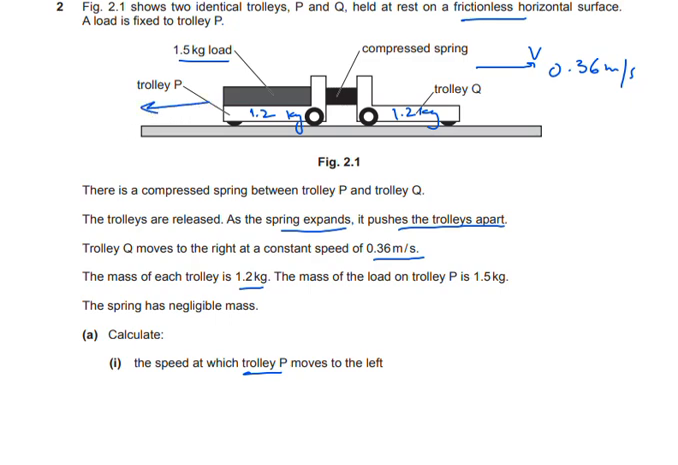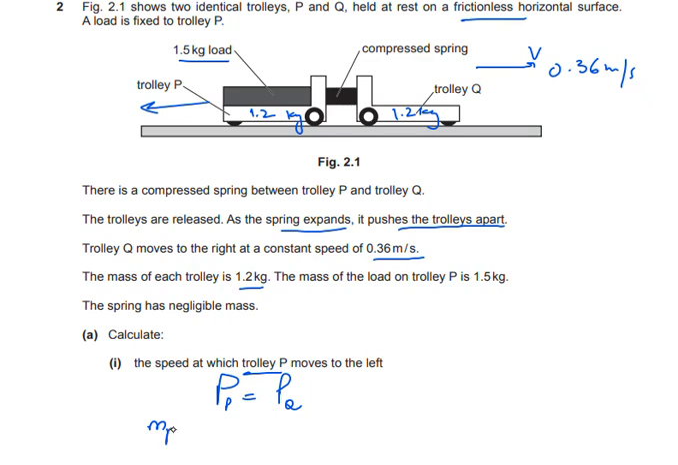Okay, that's a very simple question from the law of conservation of momentum. And we know that the total momentum before the collision is equal to total momentum after the collision. But here we are just talking about releasing the spring. So the total momentum should be the same. Okay, we can say that the total momentum of trolley P is equal to total momentum of trolley Q.